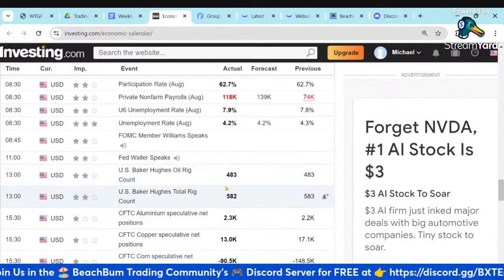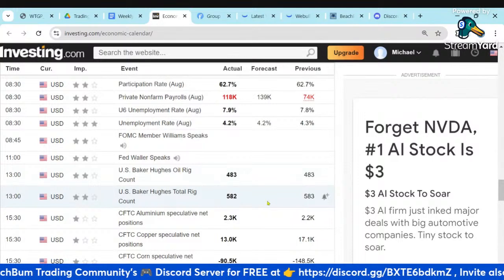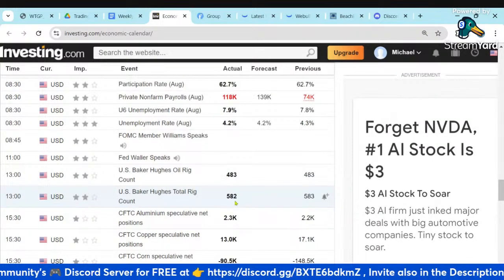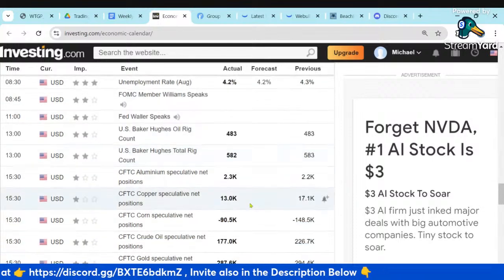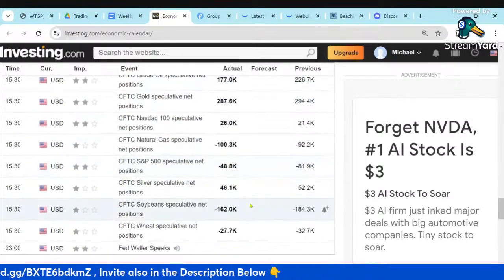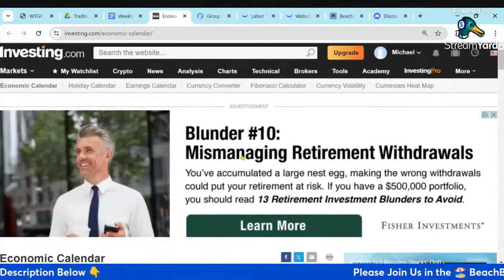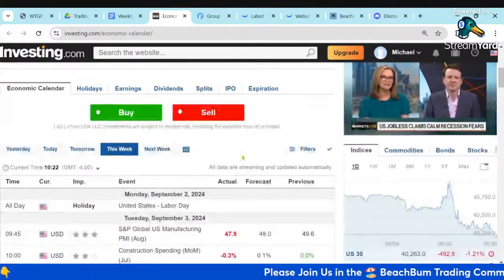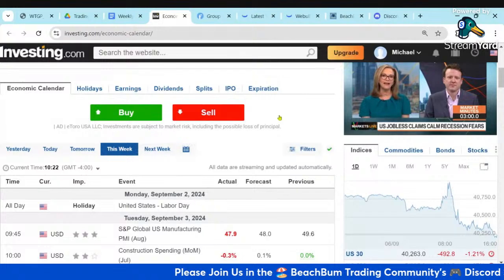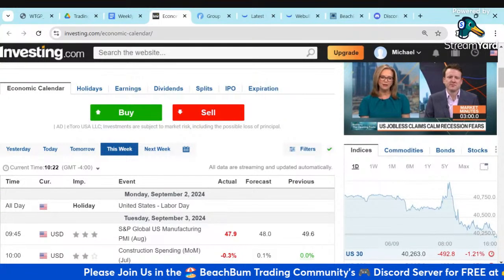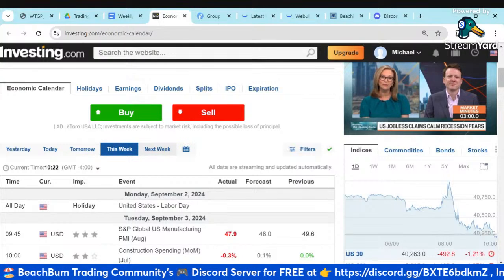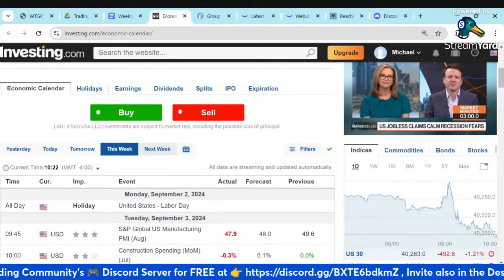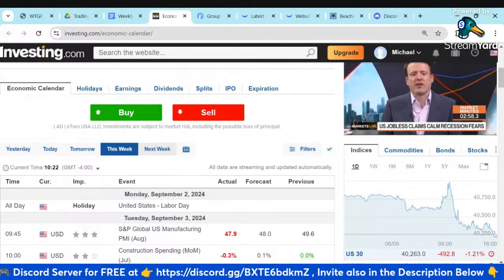Baker Hughes oil rig count stable, total rig count slight decrease. So again, not seeing any decrease in oil rigs at this point. Also part of the decrease in oil prices, I believe, is that OPEC had been talking about increasing production, and they had a meeting and many of the countries in OPEC decided to hold off on production increases, but that didn't seem to hold up the oil price significantly.